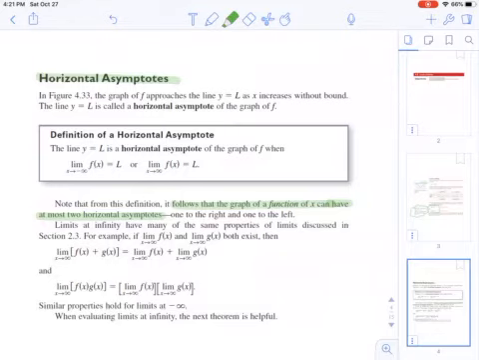Okay, limits at infinity have many of the same properties of limits that we talked about before. Like for instance, you can split it up with addition, or with multiplication, and that would also work at negative infinity. Okay, there's one more theorem that's pretty helpful.